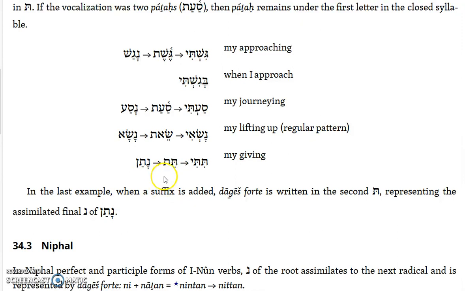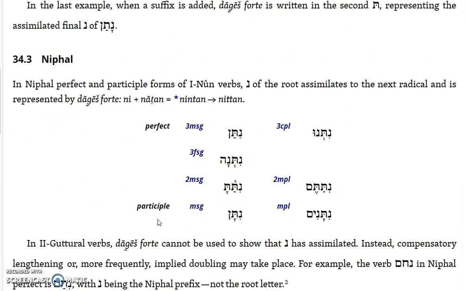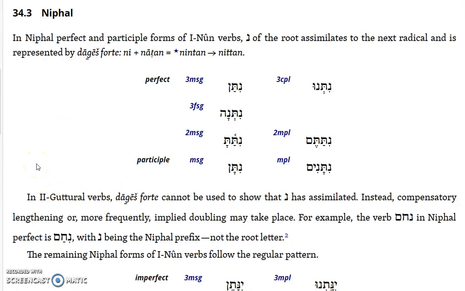And then with tet, to give, if you add a suffix, "my giving," you end up with titti. And what will happen here is that the sere becomes a hireq, and you get a dagesh there for the assimilated nun that kind of comes back when you add another syllable onto the end, and you end up with a tt. So that's all the qal, complications in the qal stems with first nun verbs.